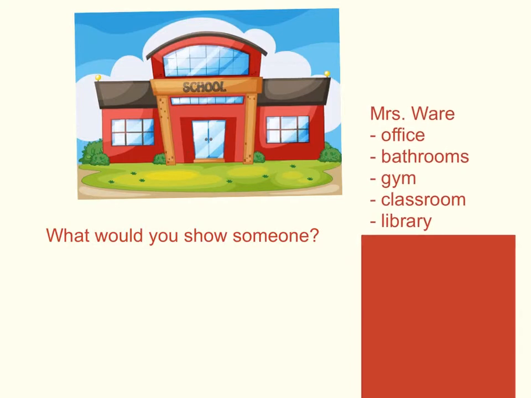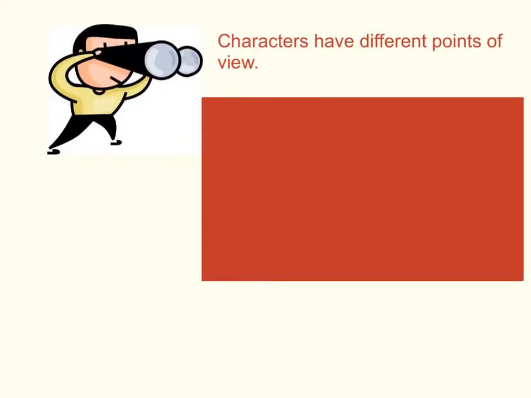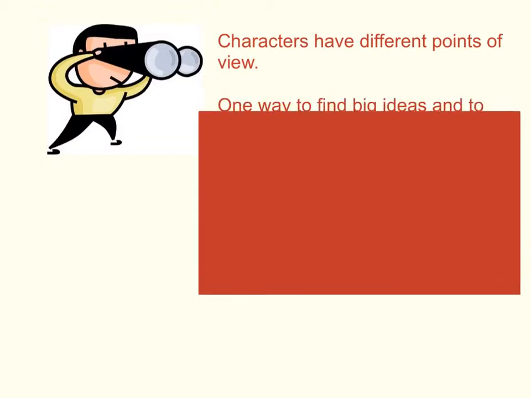And I would show them the copy room, because I would assume that they would need to know where that was too. I'm assuming that maybe you had some of the same things on your list, but not all of the same things. The reason that we have different lists is that we have different points of view. This is the same as our characters in our books. They have different points of view. That means that they see things differently.